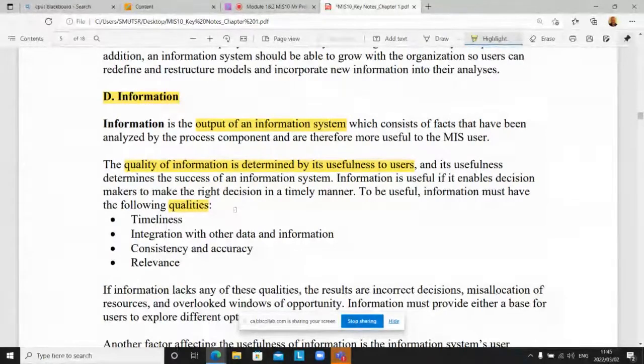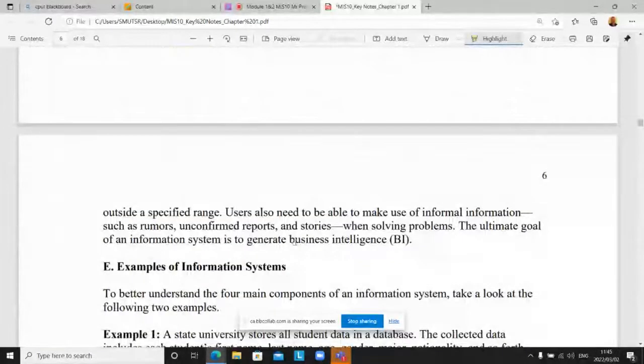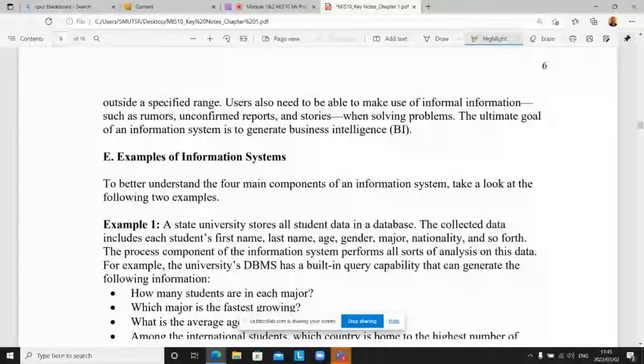And then relevance. You don't want to store any information that is not relevant to what you are working with. Otherwise, you are storing extra information. If it lacks any of these qualities, you're going to make incorrect decisions. You will misallocate stuff, so on and so forth. Okay, so there are your 4 components of an information system.